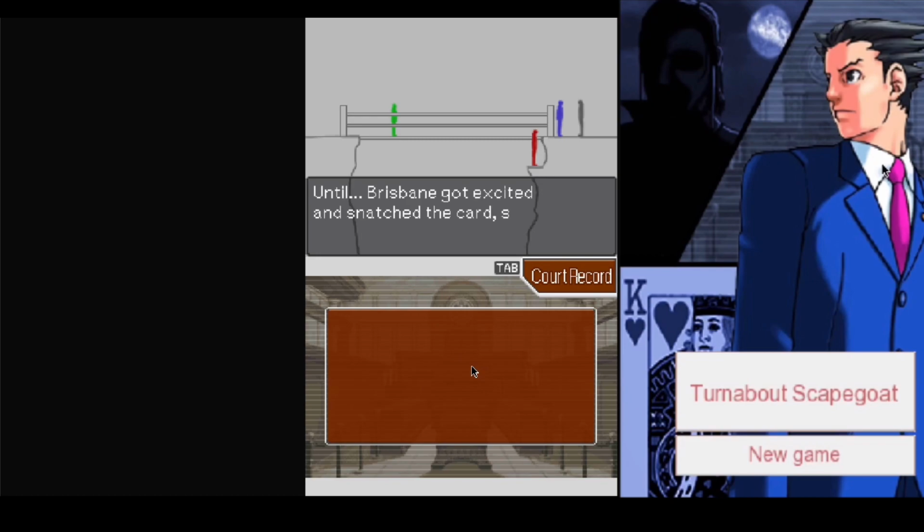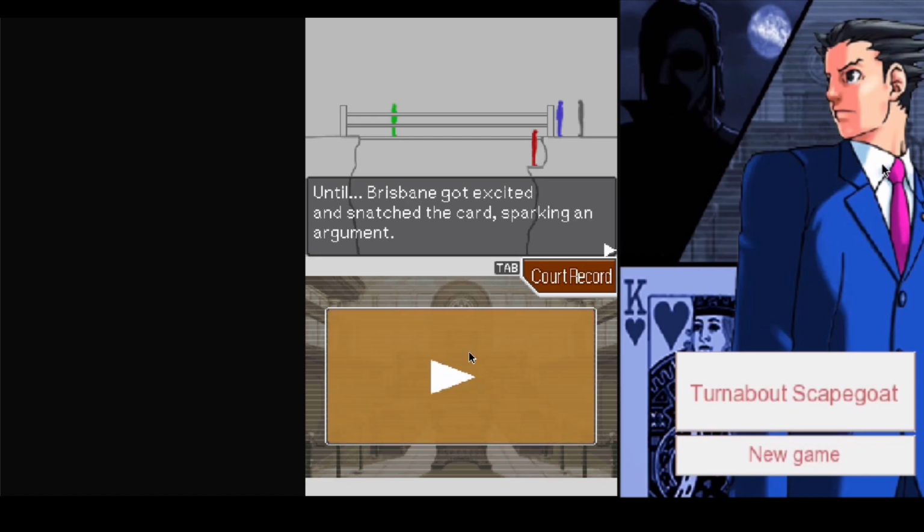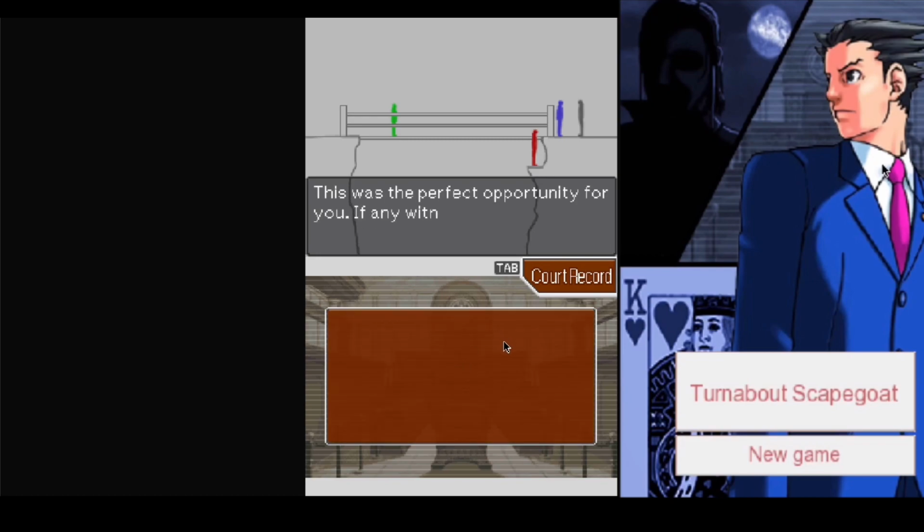Until Brisbane got excited and snatched the card, sparking an argument. This was the perfect opportunity for you. If any witnesses were to report an argument, no one would suspect a third person at the crime.